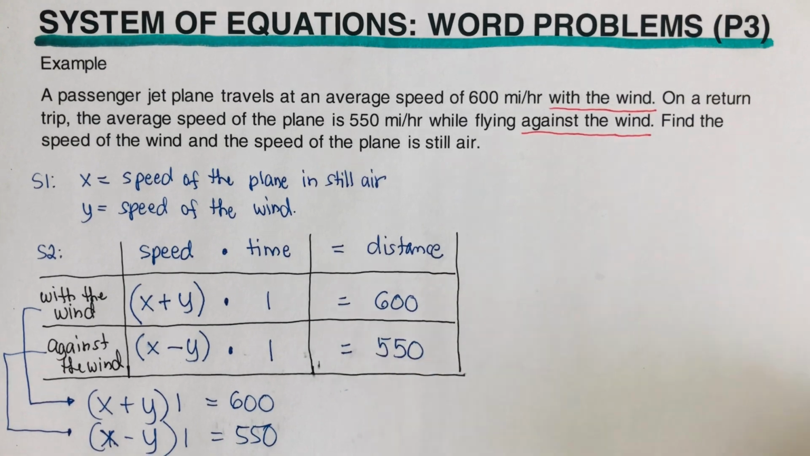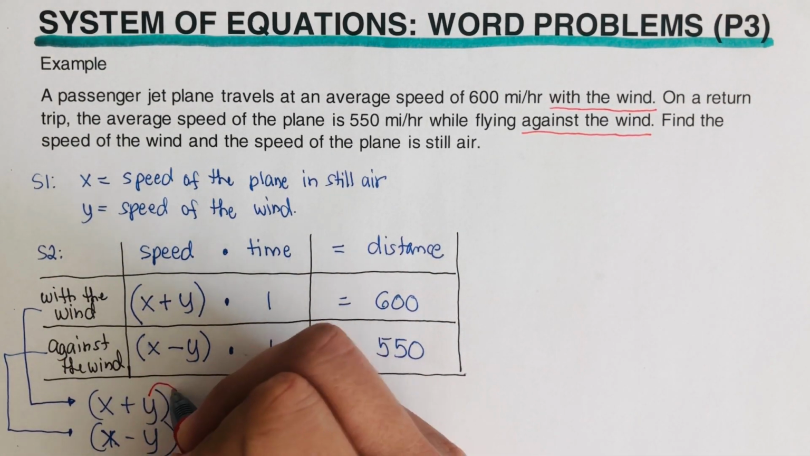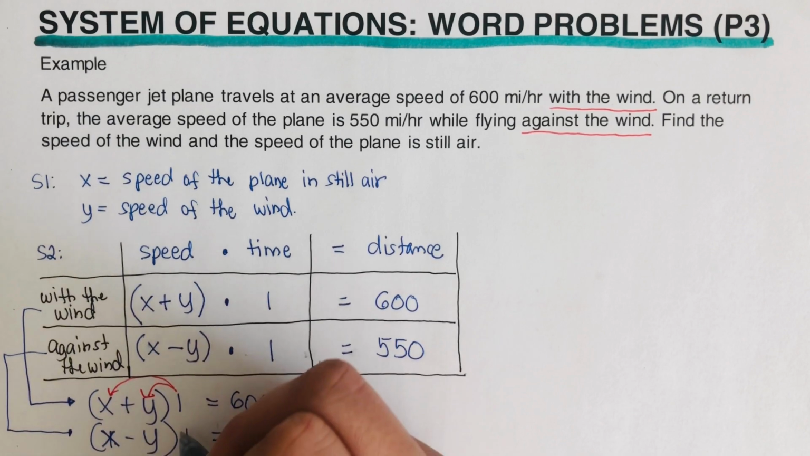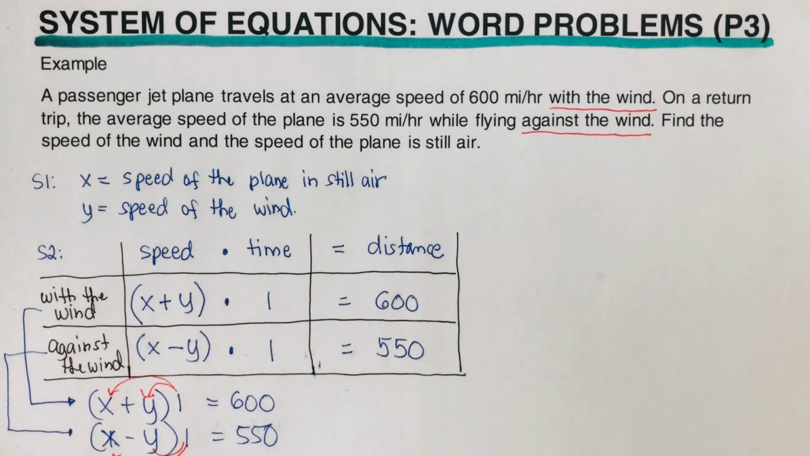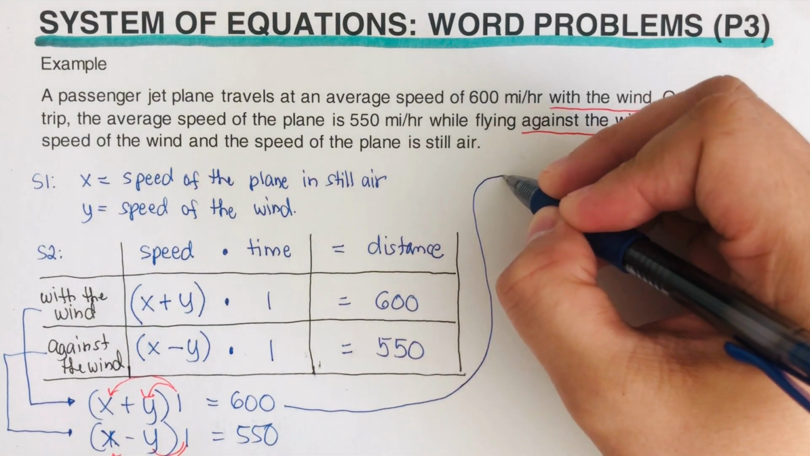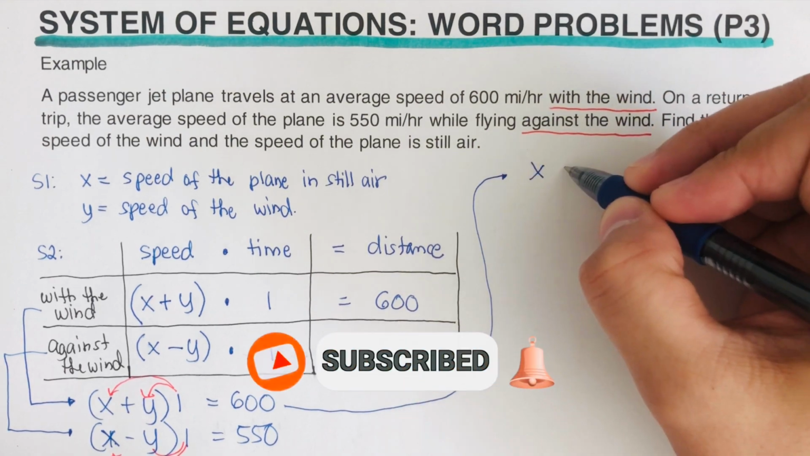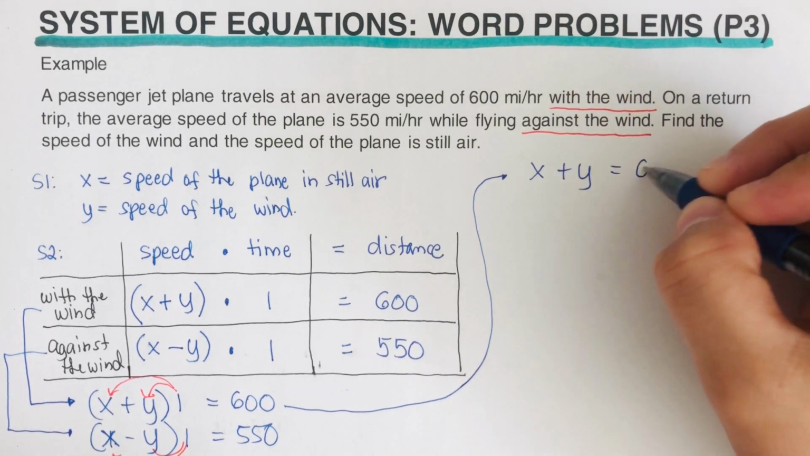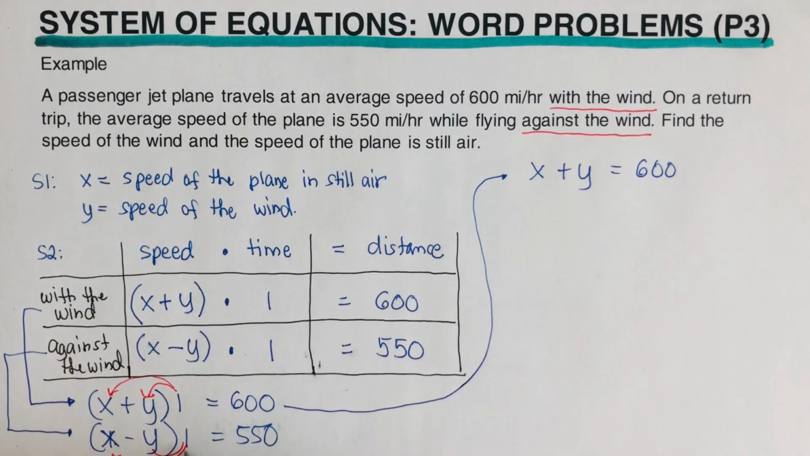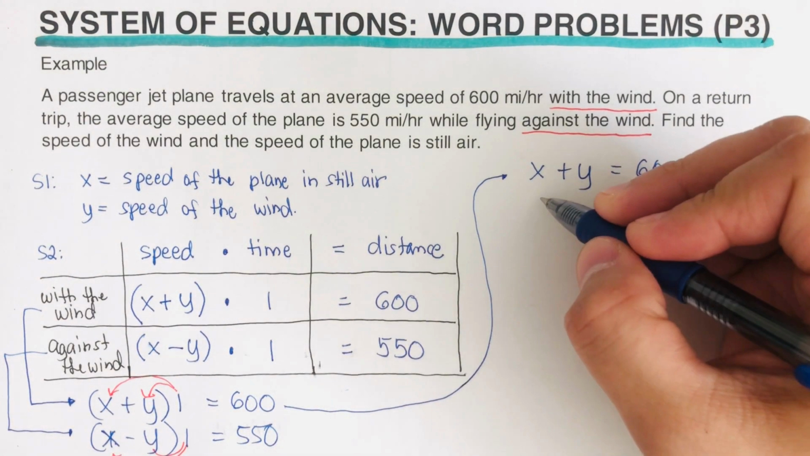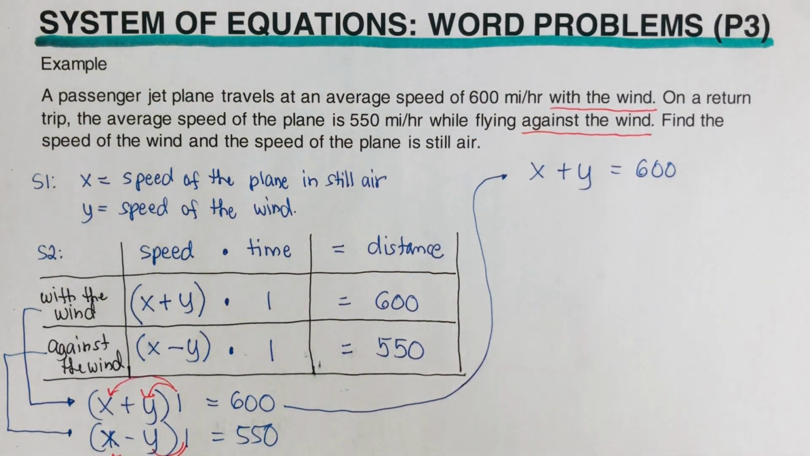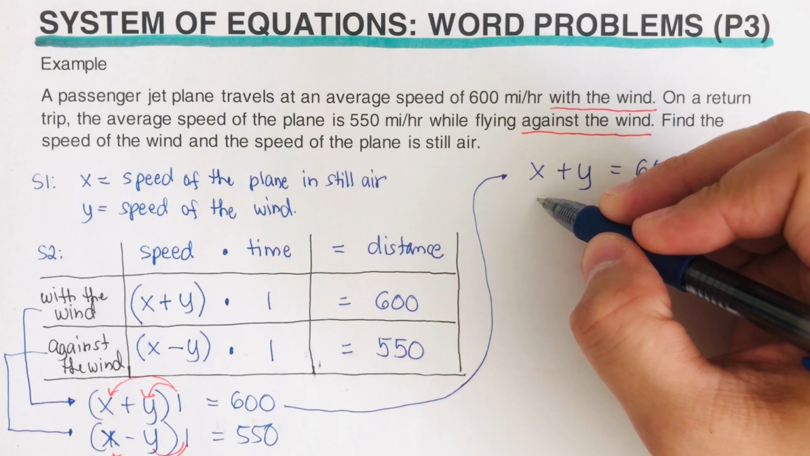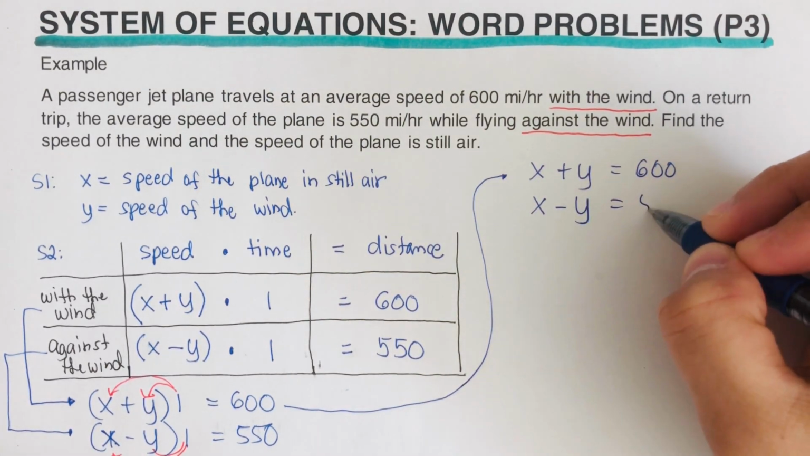So then from here, we can go ahead and distribute the 1, since a number or an expression multiplied by 1 is the same number or the same expression. So I'm just going to write it up here. That would be x plus y, since I multiply the 1 to each of them, and that is equal to 600. And then the other equation would be 1 and x, and then 1 multiplied by negative y is just the same thing. Again, any number or any expression multiplied by 1 is the same number or the same expression. So that would be x minus y equals 550.